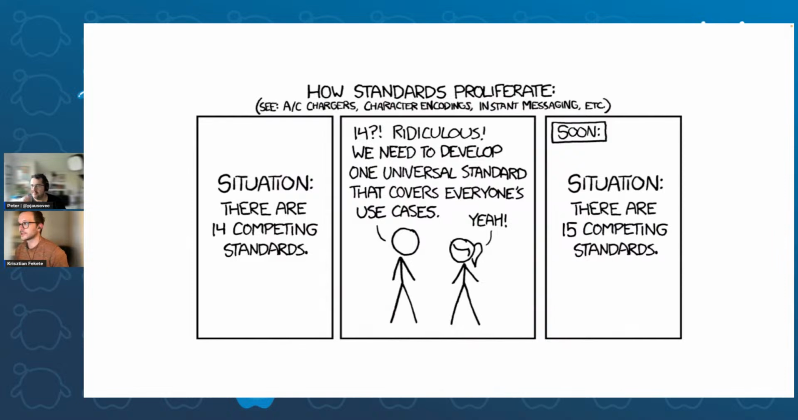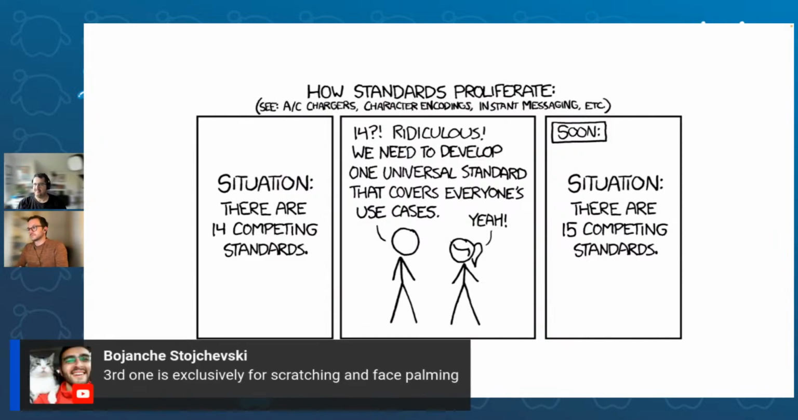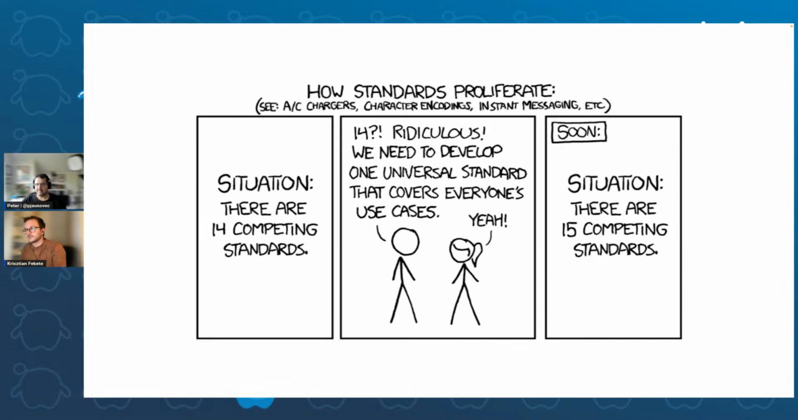So we were talking about OpenTelemetry being a standard. So that's the corresponding XKCD comic that can pop into mind. So the situation is there are 14 competing standards. So some people try to solve this by implementing a universal standard that will cover all the use cases. So the situation afterwards is that there are 15, so plus 1 competing standards.